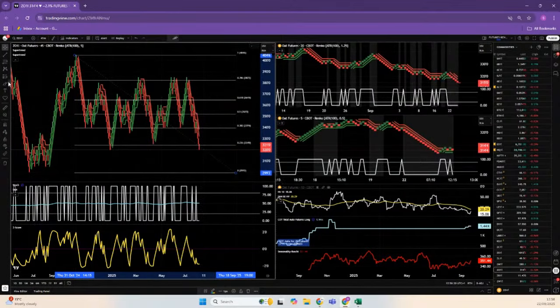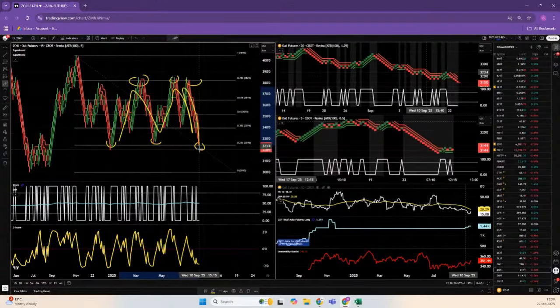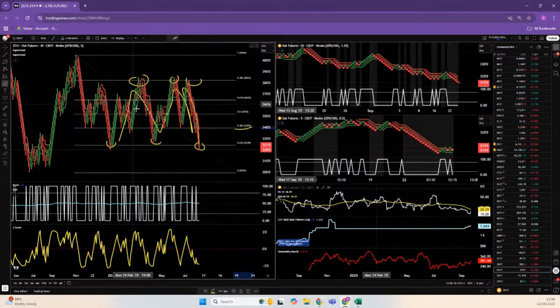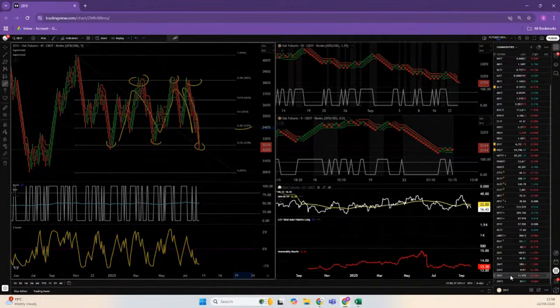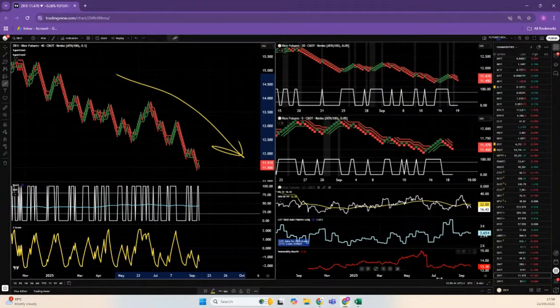You can see reversions from these different areas. It does bounce all the time using those Fibonacci areas, so it's a nice one if you can trade that. Rice, still feeling weak to the downside, weak bearish.